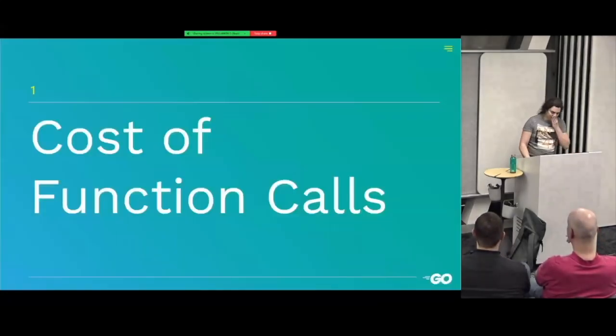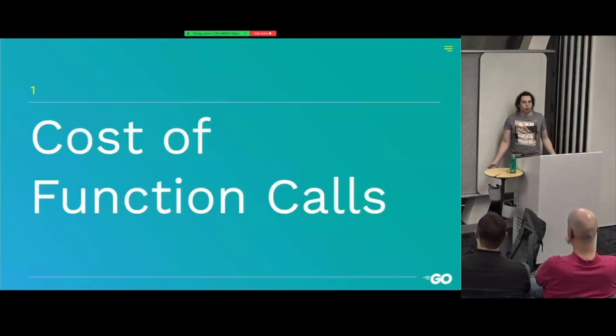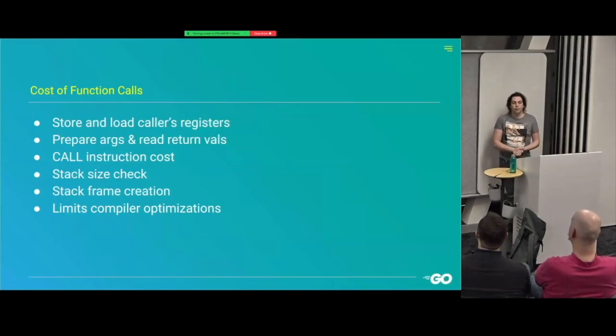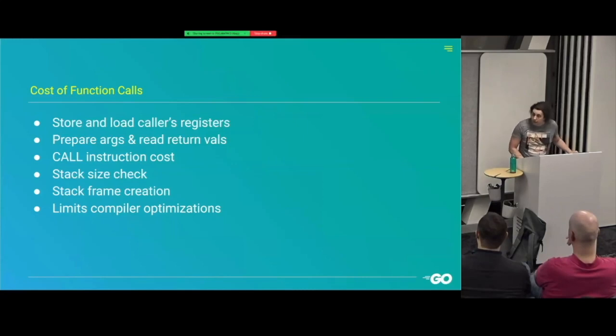So, the cost of a function call. We all know that the processor executes instructions one by one. If we want to call a function, the processor executes a call instruction, which executes code somewhere else. But it's not just that. There are many things the compiler has to do before the function call and after it. This is already specific to Go, not to every language. This list might not be complete, and not all of the points apply to all function calls. We will get to that.